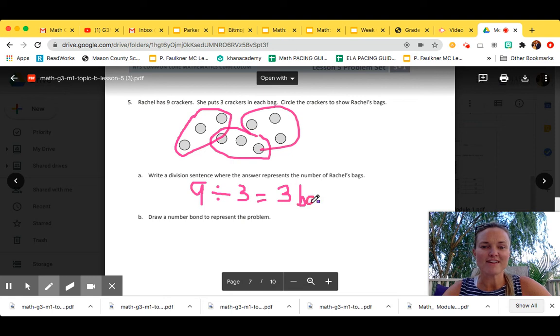I'm not good at writing with my mouse. I wish I kind of had a little pencil I could write with.